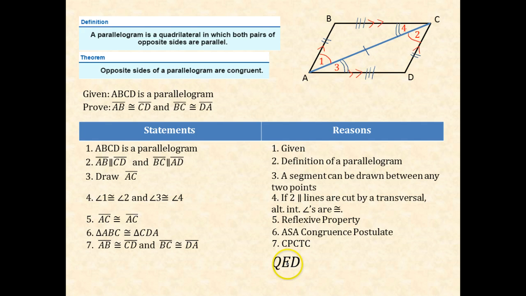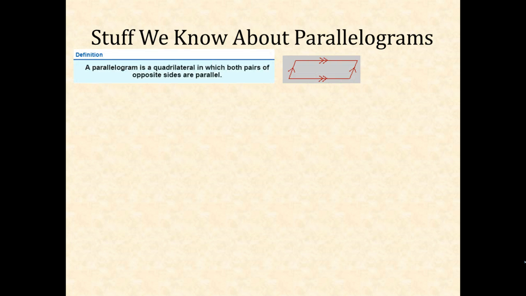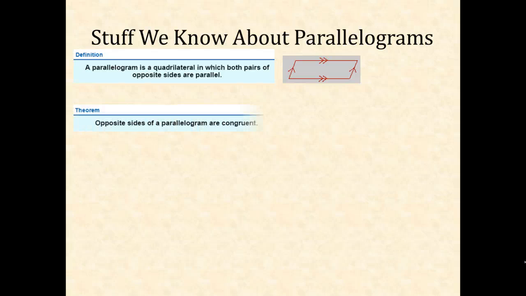So let's start making a list of things we know about parallelograms. What do we know about parallelograms? Well, one thing we know is the definition of a parallelogram, which says that both pairs of opposite sides of a quadrilateral are parallel. We just proved a theorem that says that opposite sides of a parallelogram are congruent. Now let's take a look at another theorem.